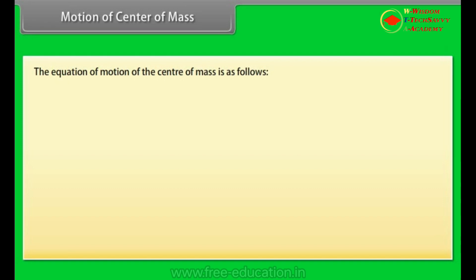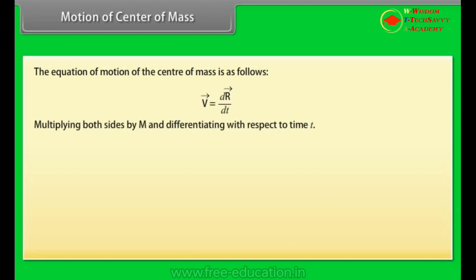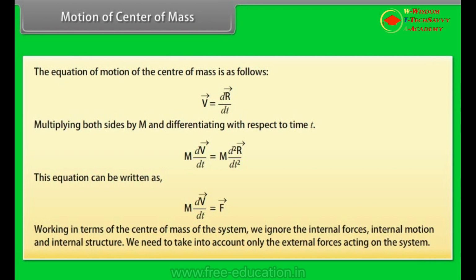Motion of center of mass. The equation of motion of the center of mass is as follows. v vector equals dr vector by dt. Multiplying both sides by m and differentiating with respect to time t, we get m dv vector by dt equals m d square r vector by dt square. This equation can be written as m dv vector by dt equals F vector. Working in terms of the center of mass of the system, we ignore the internal forces, internal motion, and internal structure. We need to take into account only the external forces acting on the system.